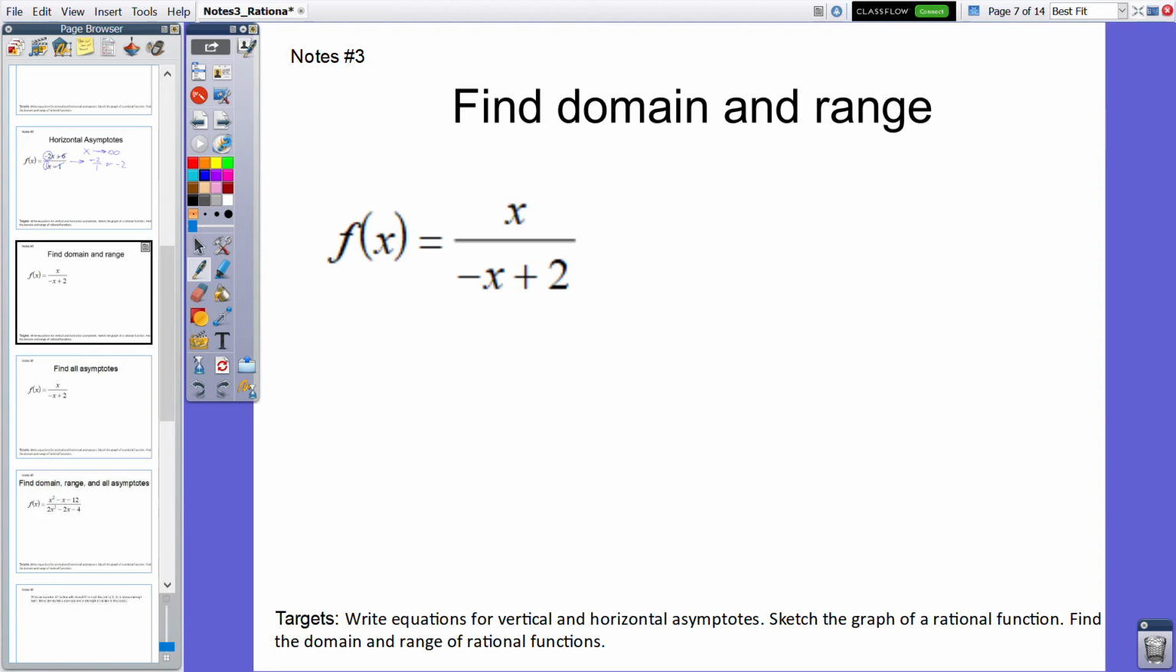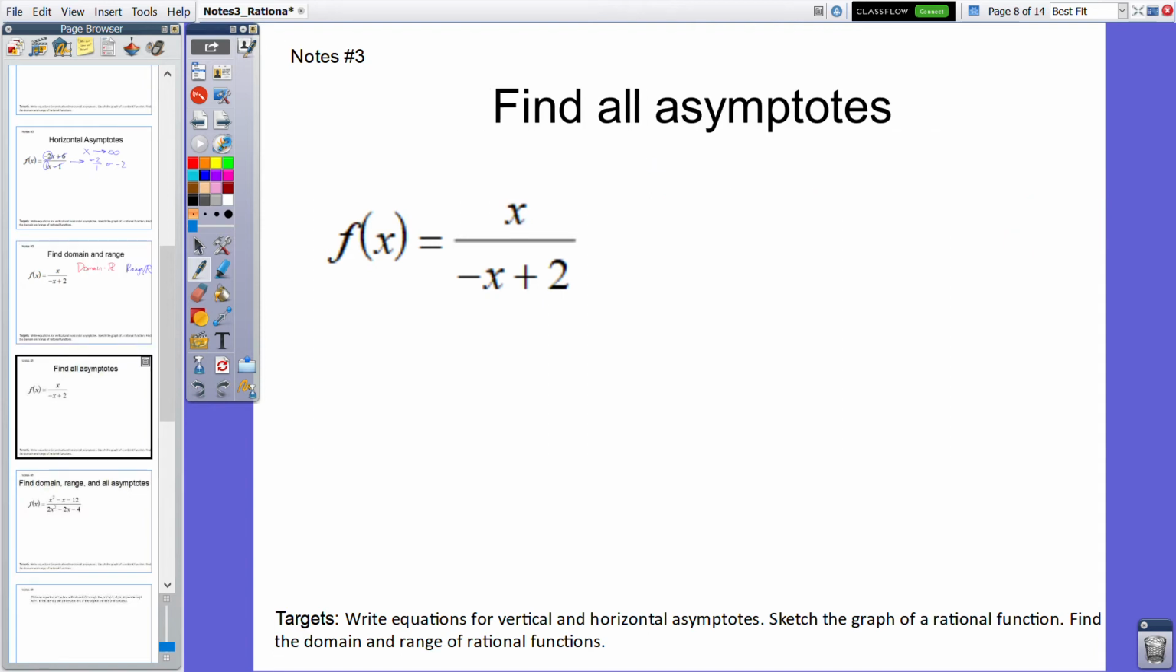Okay, so once again, just like we saw in the last one, we want to start by saying our domain is all real numbers. Same with our range. Our range is all real numbers until we can prove otherwise. Okay, so now we're going to find, in the next slide, all asymptotes. We're going to kind of go back and forth here.